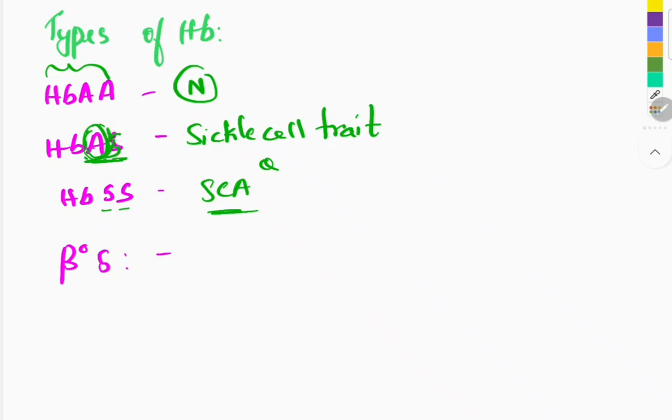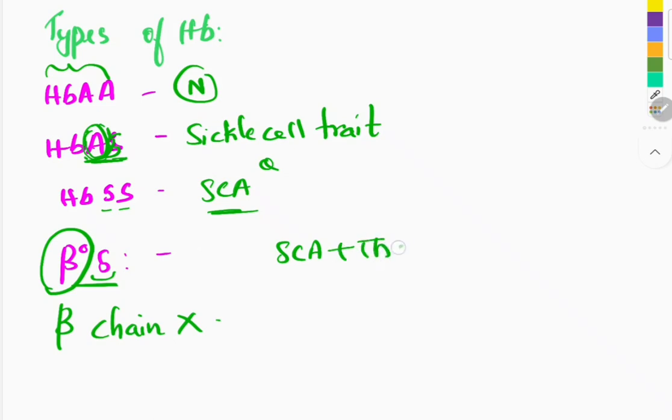Now if they give you this question, what is it, guys? Anyways, S you see, that means he has definitely sickle cell, right? Sickle cell. And what is beta 0? That means it is beta thalassemia, right? Beta chains are not formed, okay? Beta chains are not formed, that is beta thalassemia. So it is sickle cell anemia plus beta thalassemia, that is the diagnosis here, okay?